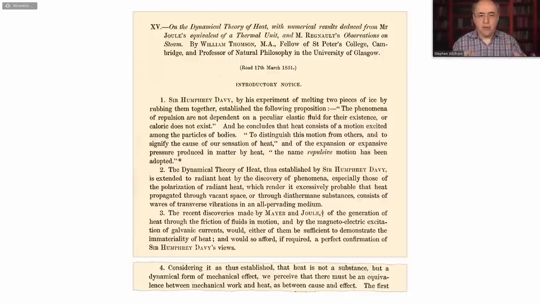that means substances that sort of preserve heat. The diathermal is like what we now call adiabatic. Consists of waves of transverse vibrations in an all-pervading medium. That's talking about radiant heat as being some kind of thing transmitted through what would later be called the luminiferous ether.